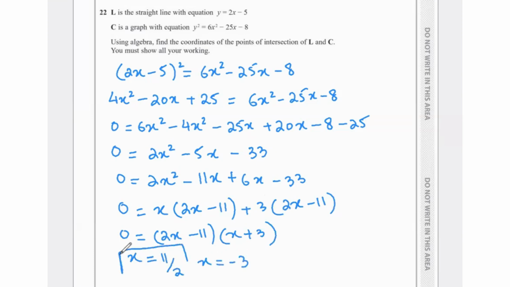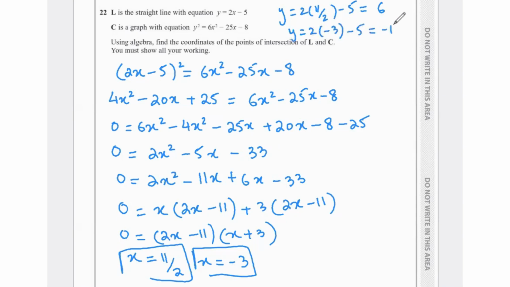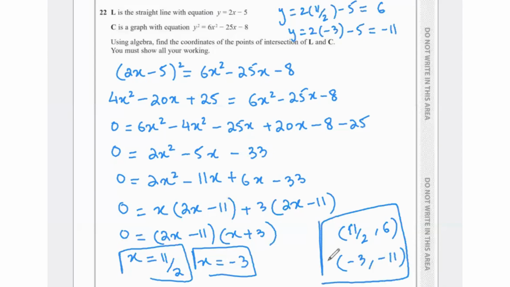Now you will substitute these two values back in the equation of the line to get the value of y. You can also substitute them in the equation of the curve, but it's easier to go for the linear equation because the calculation will be less time consuming. So y equals 2 times 11 over 2 minus 5, which is 6. And y equals 2 times negative 3 minus 5, which is negative 11. So one coordinate is 11 over 2 and 6, and the other is negative 3 and negative 11. That is your final answer.